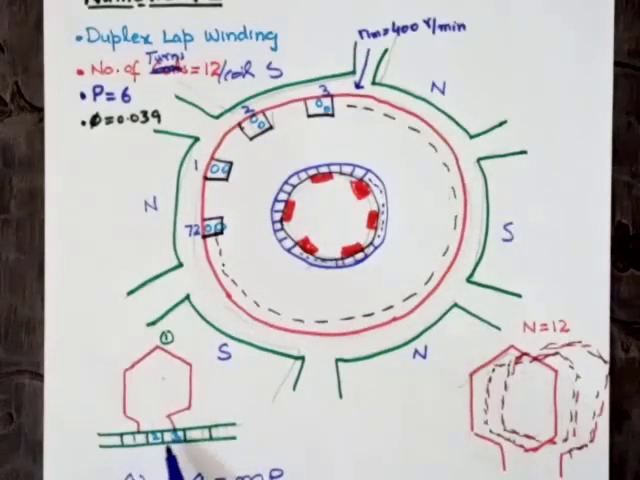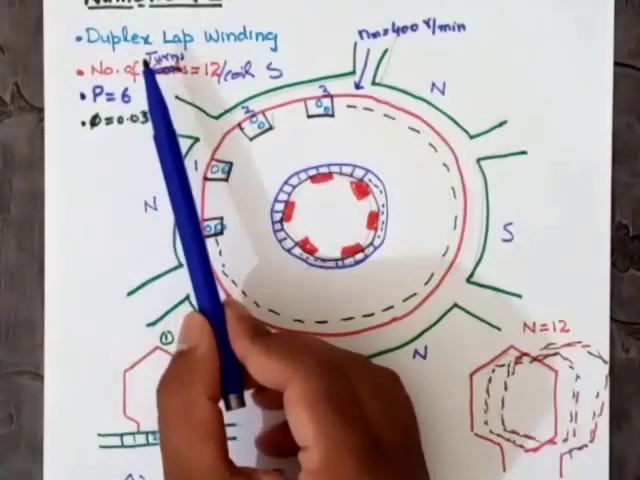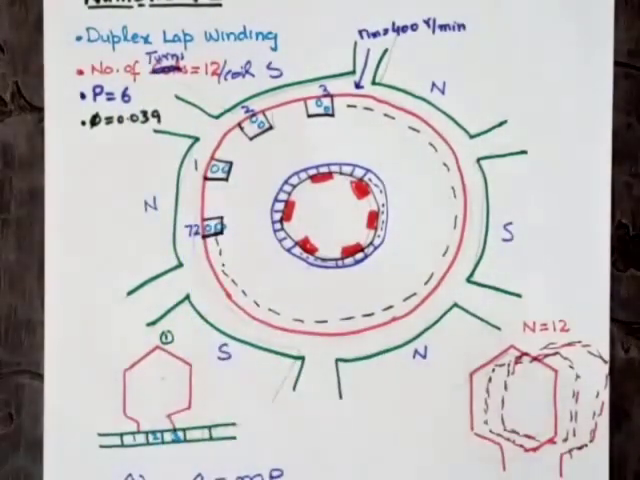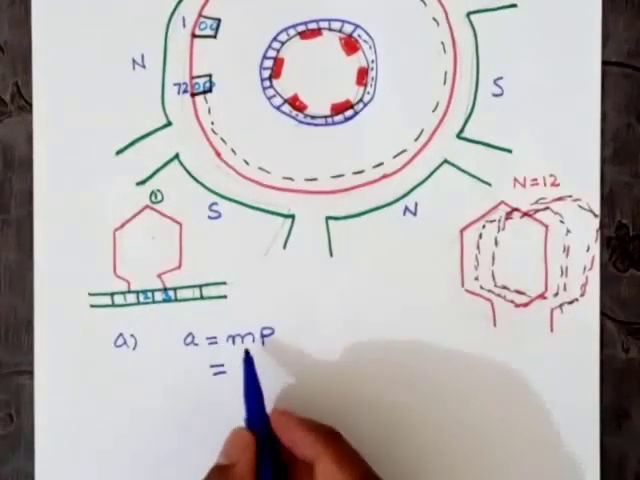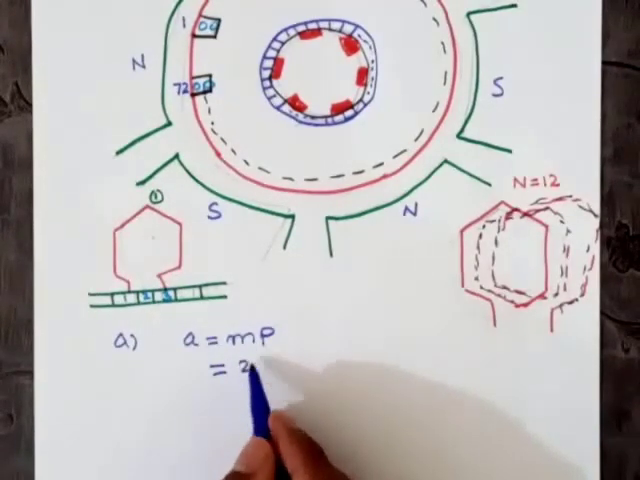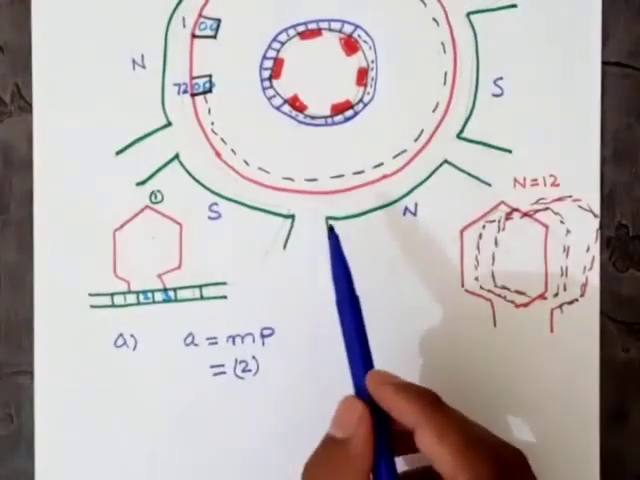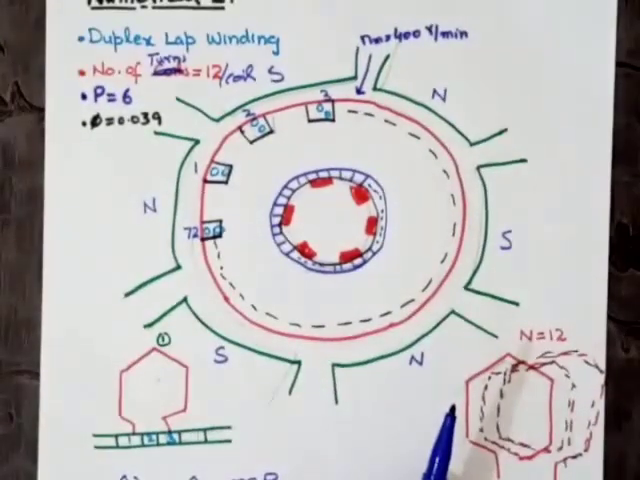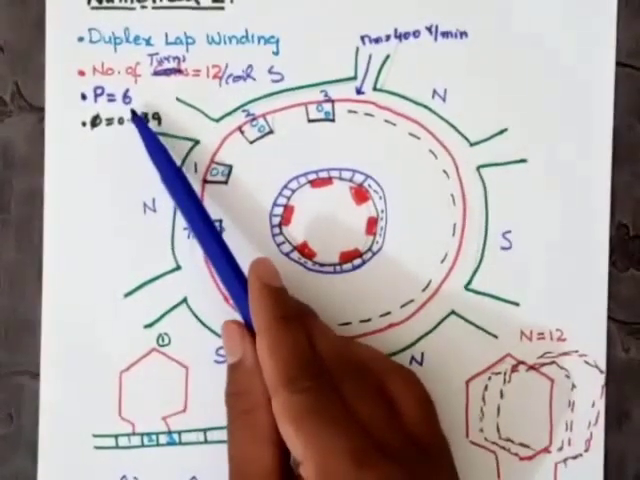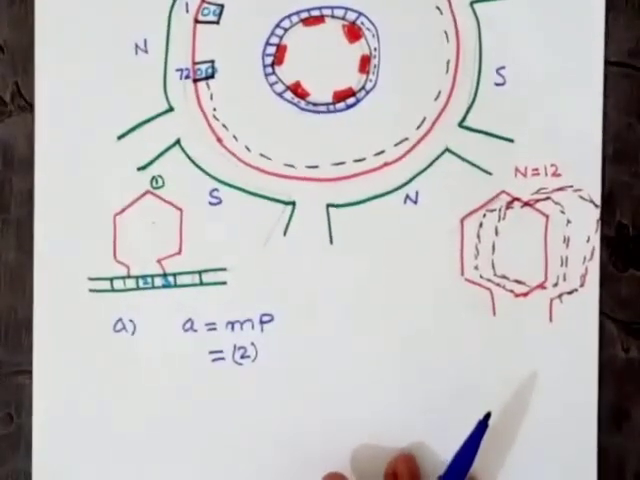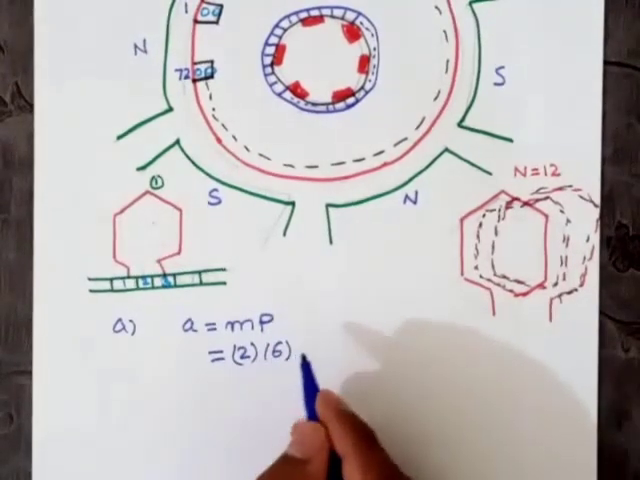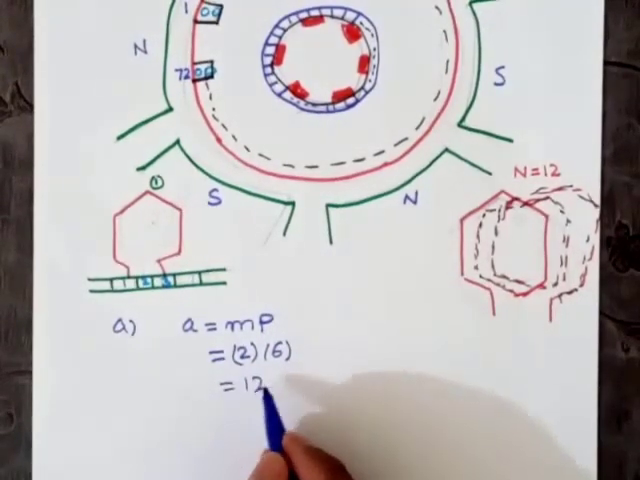Here the difference between the commutator segments is 2. In case of 2, the winding is called duplex winding. Here the value of M will be 2. Therefore, putting the value of M equal to 2, and the total number of poles given in this particular problem as 6, putting the value of P in this equation, we get the total number of parallel paths equal to 12.